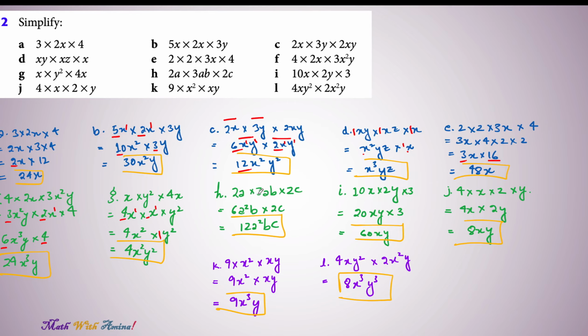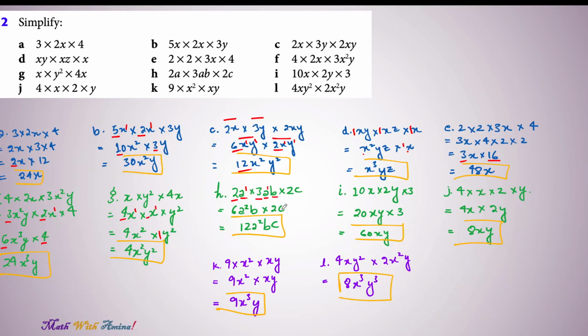Then we have 2a multiplied by 3ab multiplied by 2c. So the coefficient of 2a will get multiplied by 3ab. In here the coefficient is 2, in here the coefficient is 3. Multiplication gives us 6. A gets multiplied with a, so the powers are added. 1 plus 1 is equal to 2, and we have only 1b, so we will write it as it is. This way the term will become 6a squared b.